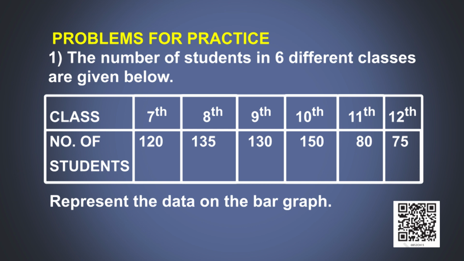Now solve a few problems for practice. The number of students in 6 different classes is given below. In class 7th, there are 120 students. In class 8th, there are 135 students. In class 9th, there are 130 students. In class 10th, there are 150 students. In 11th, there are 80 students and in 12th, there are 75 students. Represent the data on the bar graph.